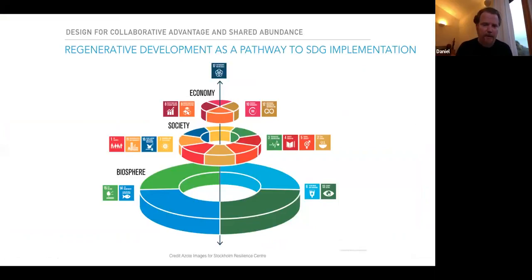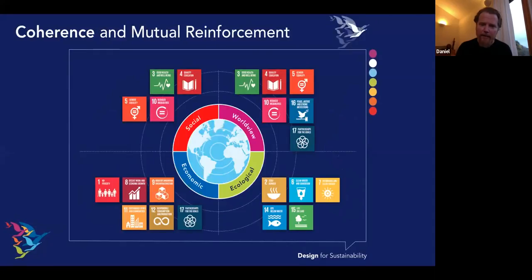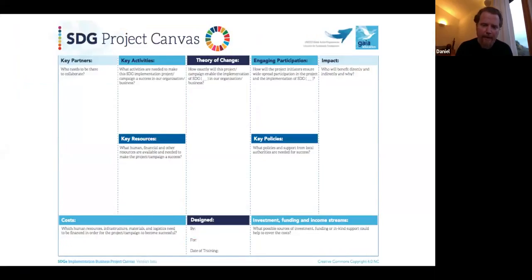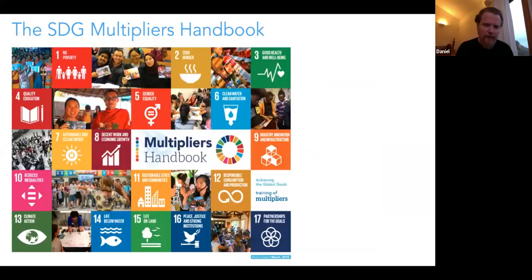And I'm just going to skip through this. I wanted to highlight some of the work of Gaia Education and the flashcards, but Gio has already mentioned this. Do download the Multiplier Handbook. Get yourself a set of these cards. I've got them next to me here.